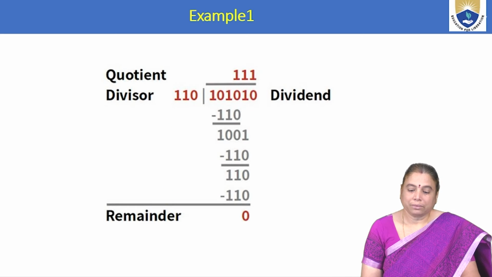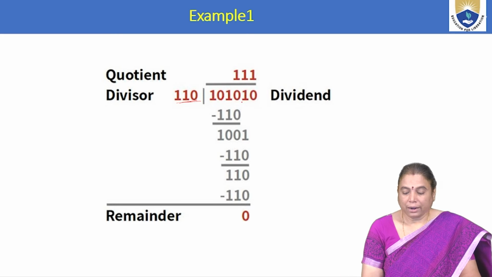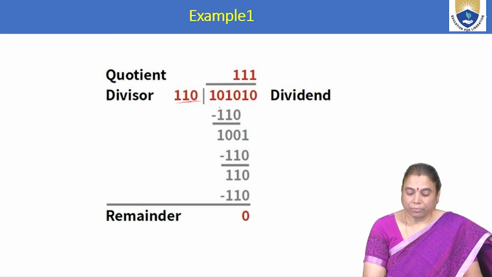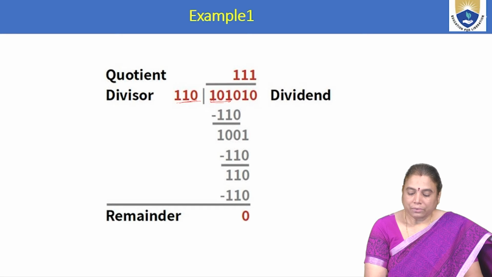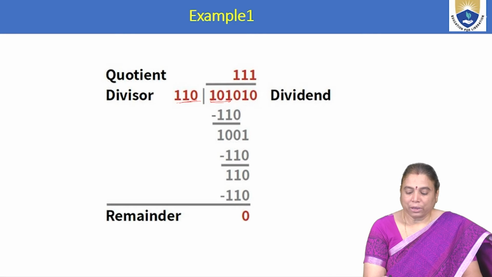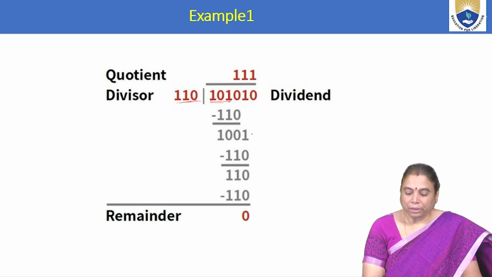Now we will consider one example. So here 101010 is the dividend and we have to divide by 110. First the 3 bits can be considered, and the comparison can be made whether they are greater than or equal to the divisor. So here 101, the value is less. So an extra bit can be considered here and compared with the divisor. So with this bit, while comparing, the dividend value is greater.